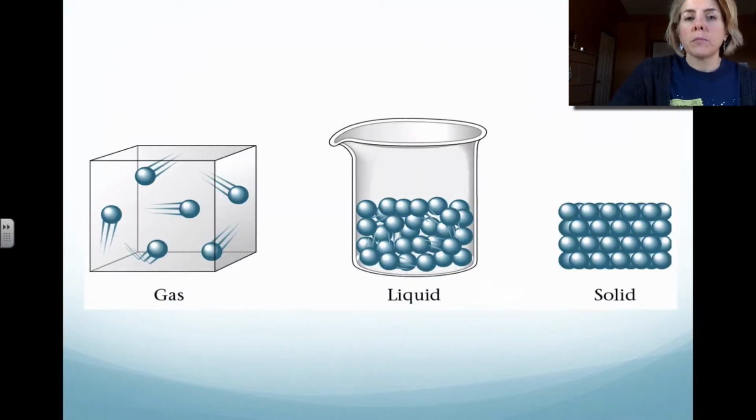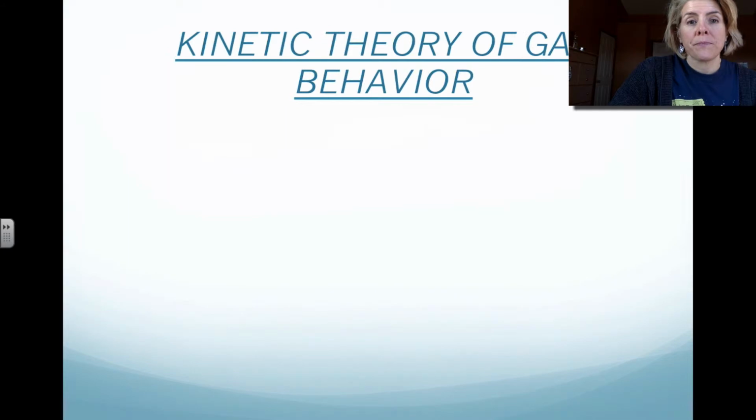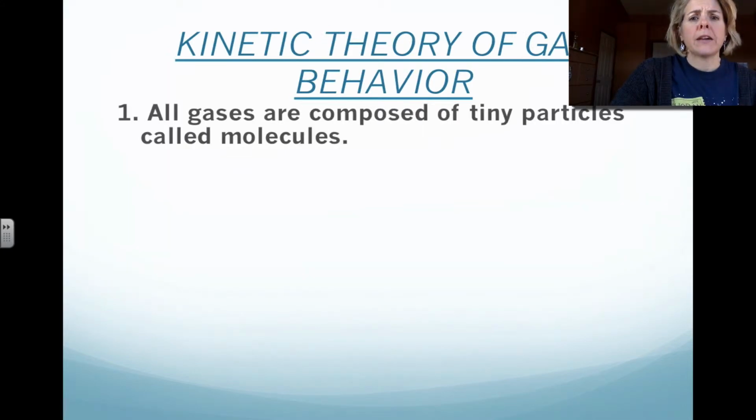I have three examples of gases, liquids, and solids, different phases. Notice that the molecules, the way they're drawn, assume a certain movement. If you had to guess which one has the most movement, correct, gases tend to have the most movement as opposed to solids. So we're going to look at gases and their kinetic behavior. In order to understand their behavior, we're going to assume some things. They may seem a little strange, but it helps us to understand their behavior better.